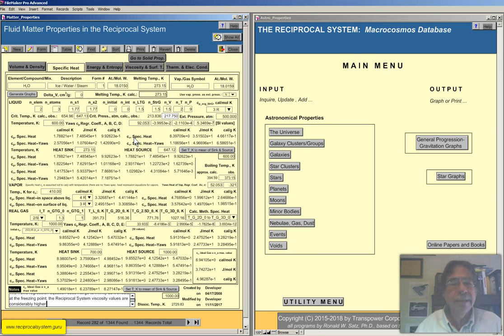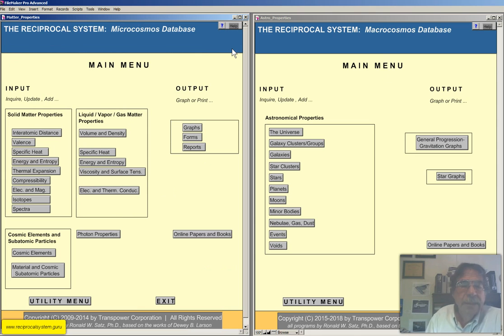That's it for today. Please study the reciprocal system and prove it for yourself. I'm going to close out.